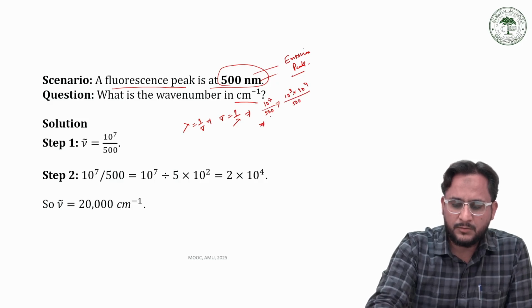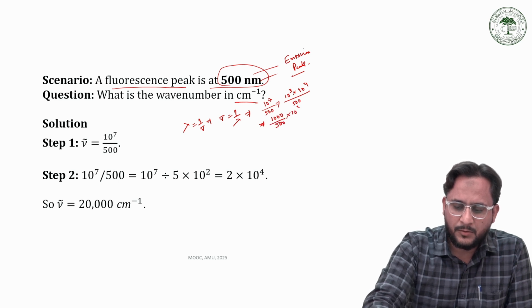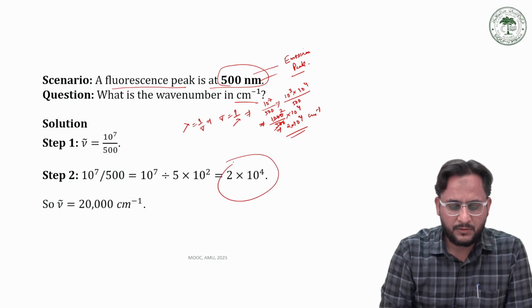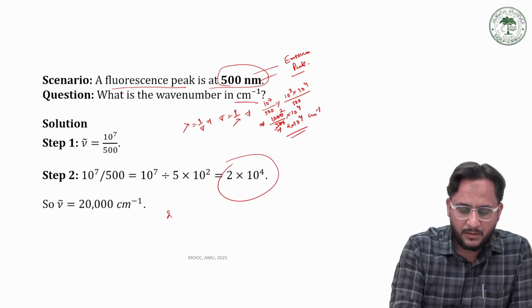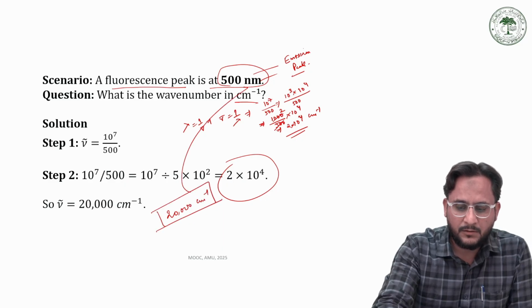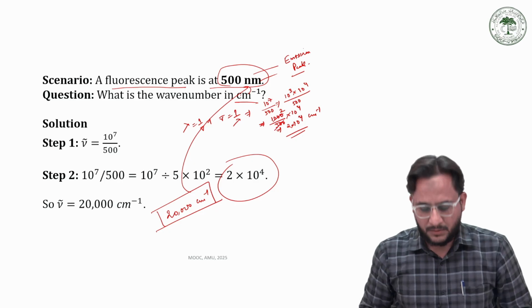This 10 raised to the power 3 becomes 1000, upon 500 we have. This is 10 raised to the power 4. This turns out to be 2. Then we have 2 into 10 raised to the power 4 centimeter inverse as the answer. 2 into 10 to the power 4 centimeter inverse means 20,000 centimeter inverse is the wave number corresponding to this wavelength of 500 nanometers.